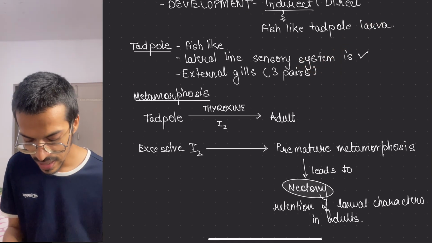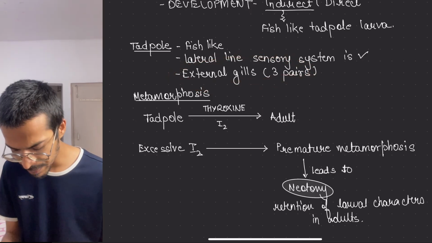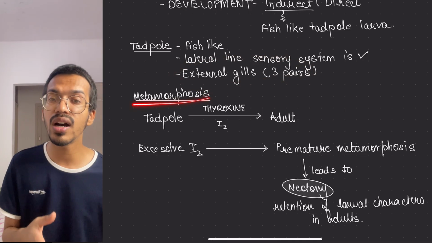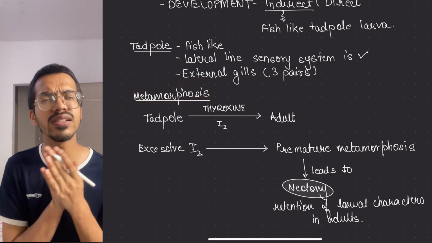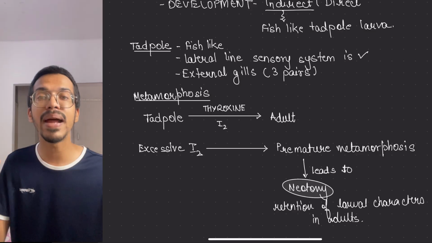Go back and see it. And external gills are also present in them. We have already talked about it, right? Then metamorphosis. So the larva is fish-like, but the adult is not fish-like. So this means there was a change. So it is what? Metamorphosis.